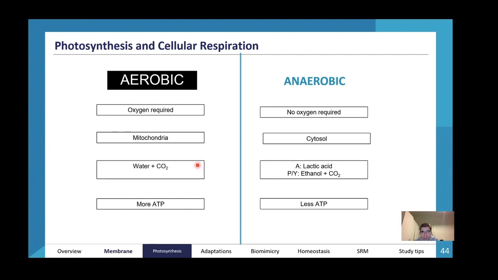For anaerobic respiration, no oxygen is required as we showed it before. Glycolysis can occur in the cytoplasm, or the cytosol, because the cytoplasm means the cytosol plus the organelles. And with anaerobic respiration, the products are lactic acid for animals, ethanol and carbon dioxide for plants. And it results in significantly less ATP.